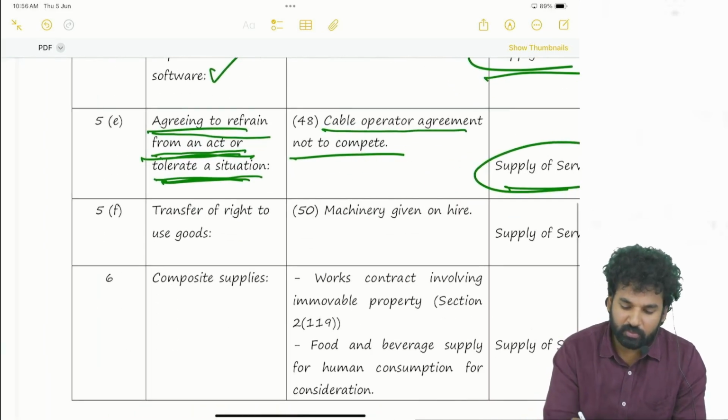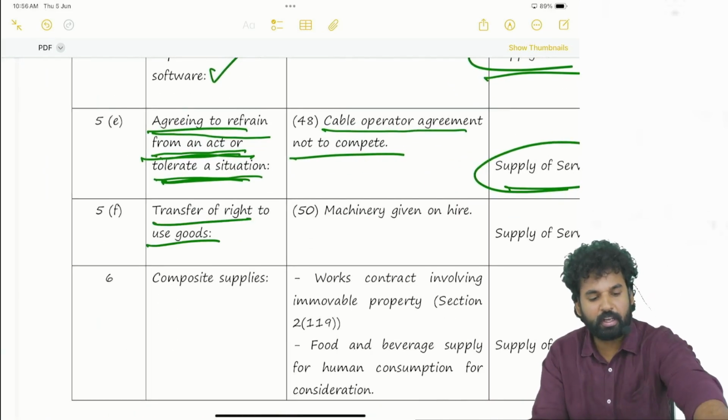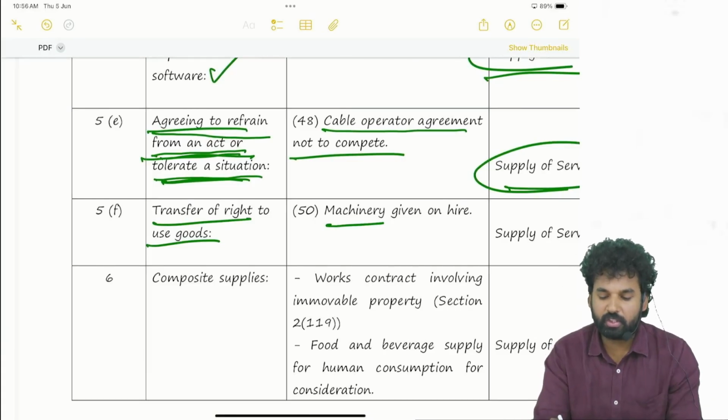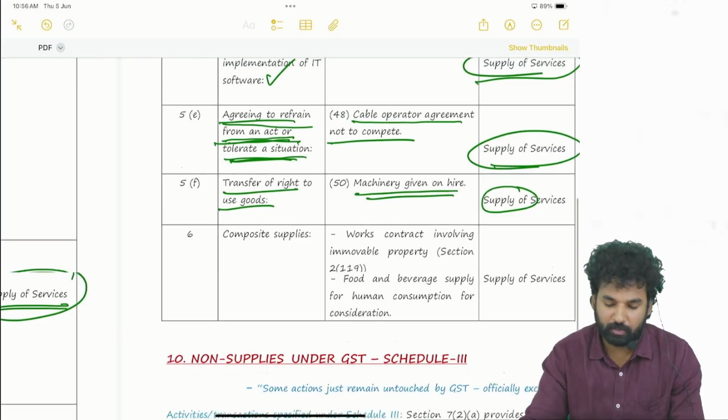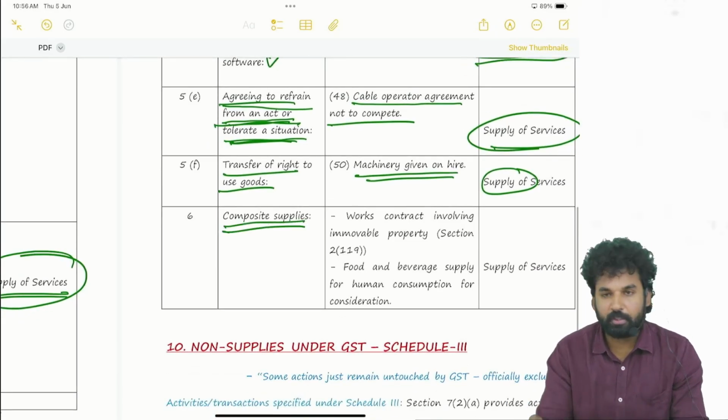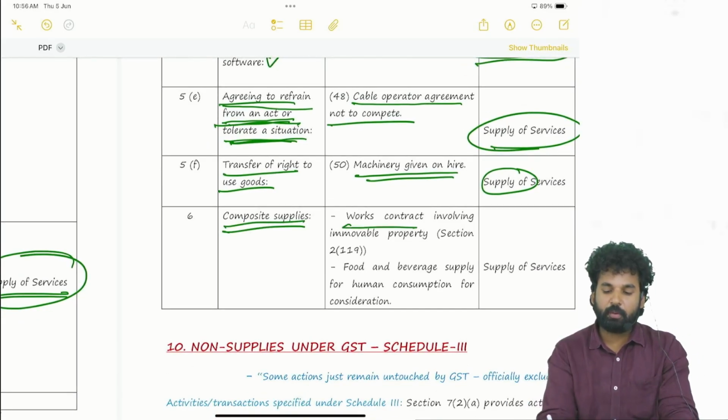Next, transfer of right to use goods. Transfer of right to use, which is machinery given on hire. It is a supply of service. Next, composite supplies, where we are talking about works contract.